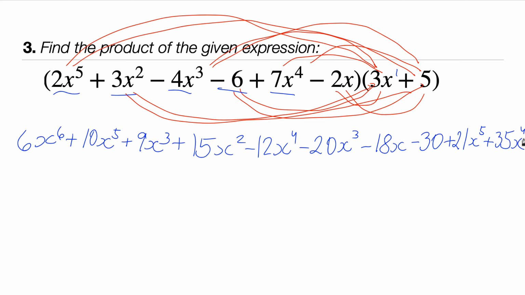And then I think we cannot fit it there. Let me continue it here. 2x times 3x is negative 6x squared, and then 2x times 5 is negative 10x. Whew, okay, so that's it. We're done.